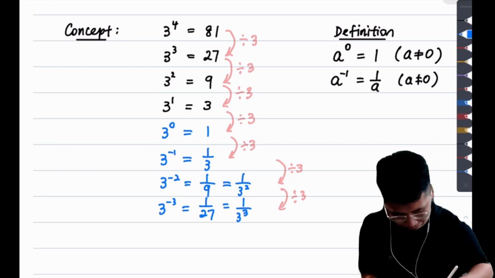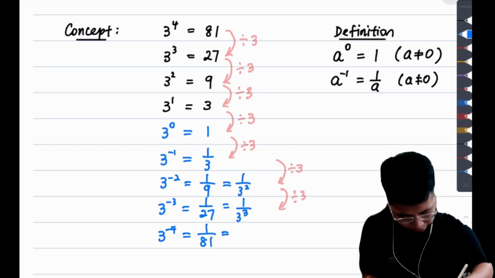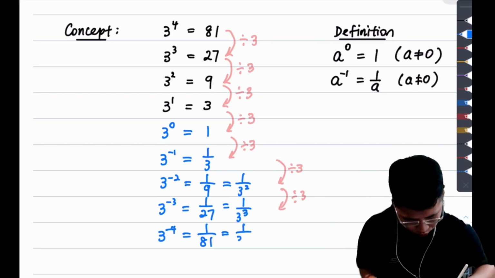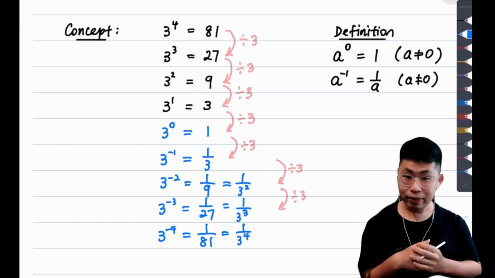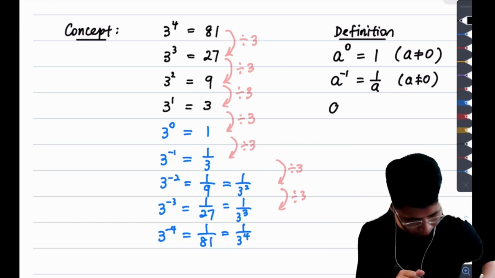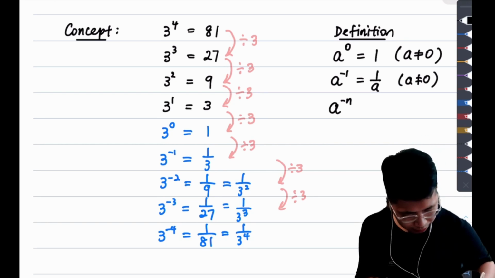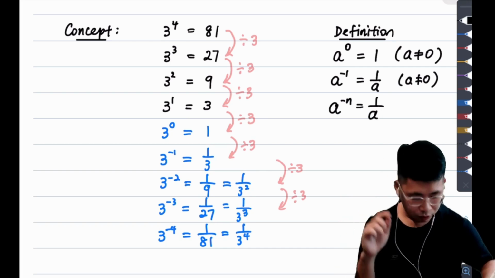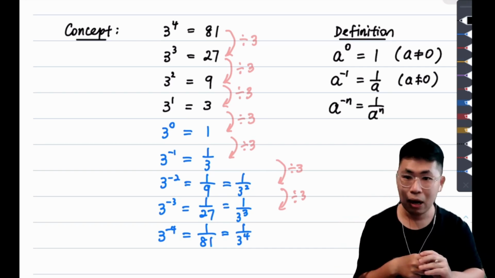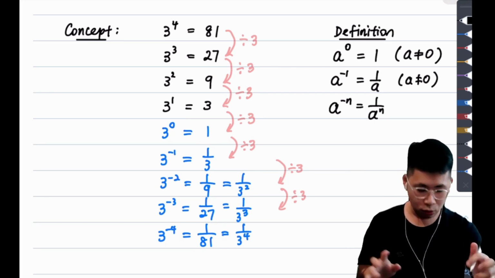Right, one more step. 3 to the power of negative 4 will be 1 over 81. Okay, and over here 81, as we've seen above, is 3 to the power of 4. Alright, so in general, a number to the power of negative n means that we're going to get that number in the denominator itself, with the power n over there. So a to the power of negative n will be equal to 1 over a to the power of n.